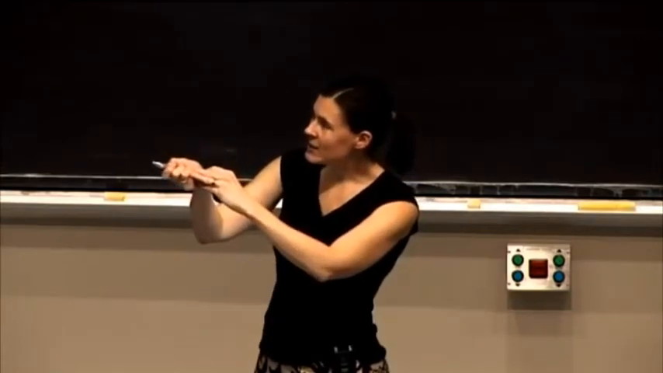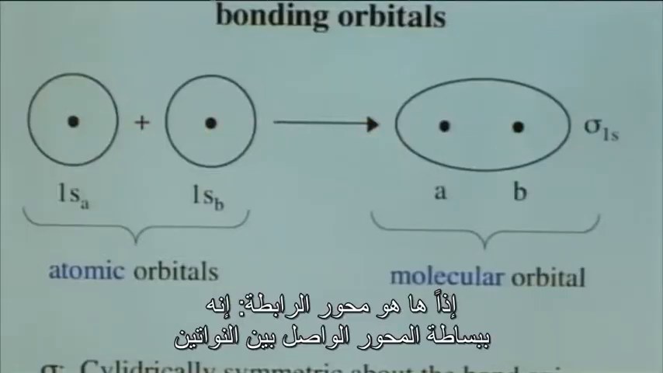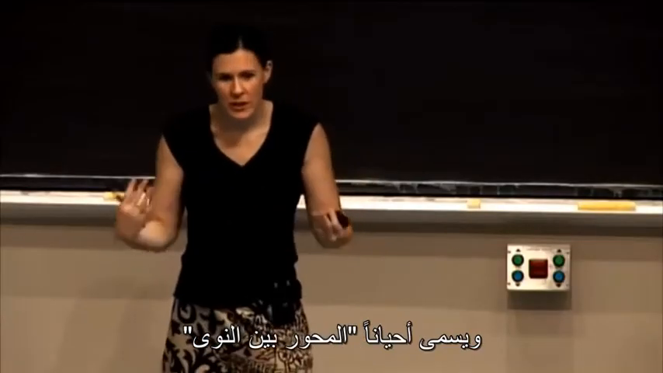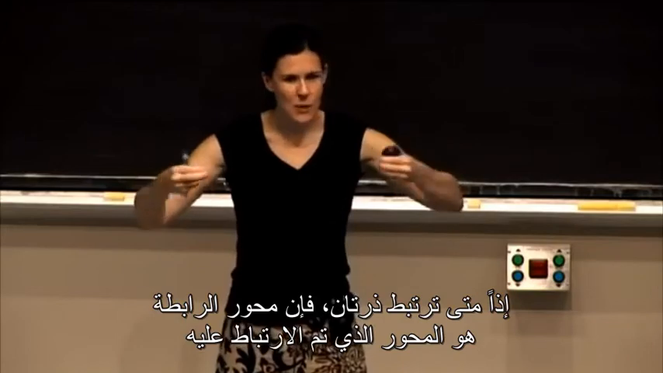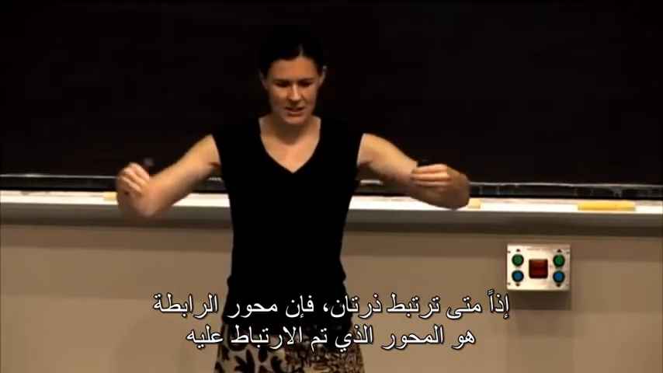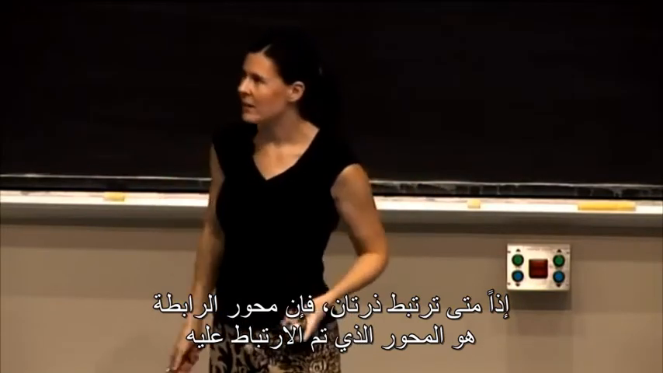bond axis. So this is the bond axis. It's just the axis between the two nuclei. Sometimes it's also called the internuclear axis. So anytime you have two atoms bonding, the bond axis is just the axis that they're bonding along.